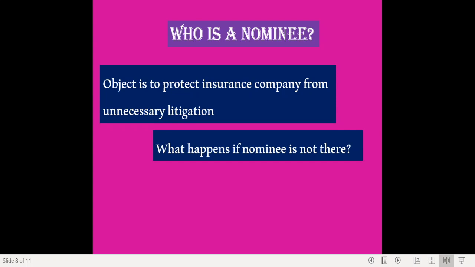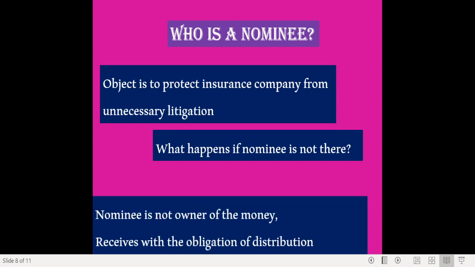So now with nominee, what is happening? The company pays the name, whatever is written, to that person, it makes the payment of money. Now all the dependents who are entitled for that money have to file a case against that nominee and get their money. So nominee is a person who is under the duty to disburse the money received under the policy. He is not the beneficiary of the policy. So nominee is not the owner. He receives with an obligation of distribution. So please remember, nominees are not the owners of the money.